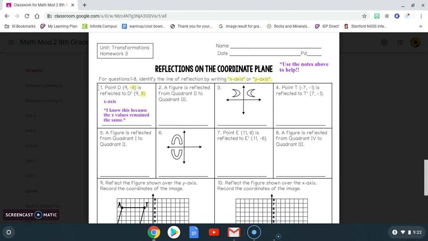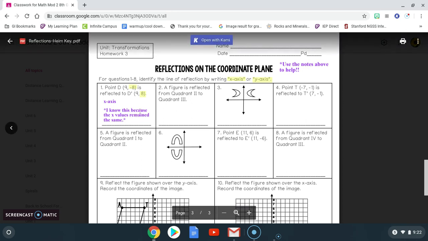So I gave you the first one. So I checked, okay, so the y values changed. Well, I know that if the x values remain the same, that means that it was reflected over the x-axis. You do not have to do the description for each one. You just have to write x or y-axis on each of these.